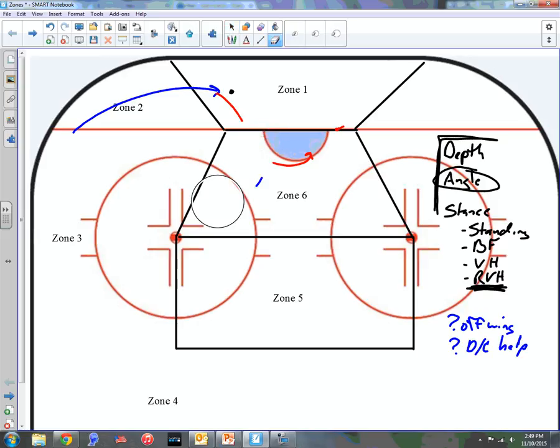So we talk about each of these zones as presenting a problem. And what we want to do is develop a unique game plan based on your strengths and weaknesses. So there's zone 1.